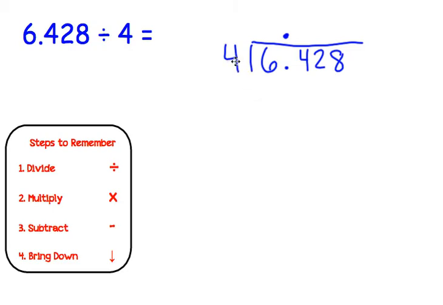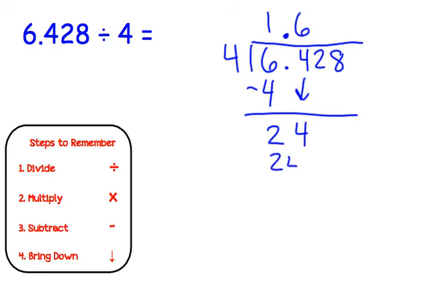We're going to divide. 6 divided by 4, or 4 goes into 6 one time. Now we will multiply. 4 times 1 is 4. Next step is to subtract. 6 minus 4 is 2. And bring down. We bring down that 4. Start again. We divide. 4 into 24, and 4 goes into 24 perfectly 6 times. 6 times 4 is 24, so we multiply. Now we subtract. 24 minus 24 is 0. And we bring down the 2.